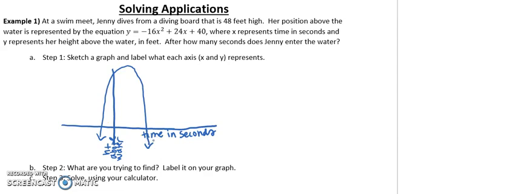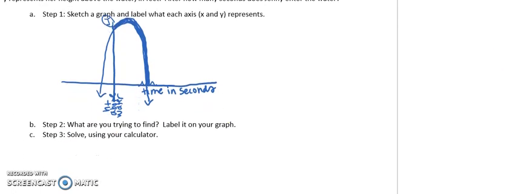Now let's think about the situation. Jenny is diving, correct? Into the water, correct? This is the only part of the parabola that matters to our situation. Jenny's right here, about to dive, and right here is where the water is. So that is what's happening. All they wanted us to do was sketch it, so we sketched it: height above water, time in seconds.